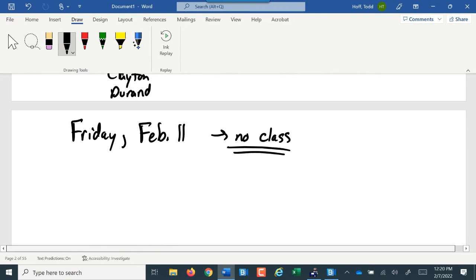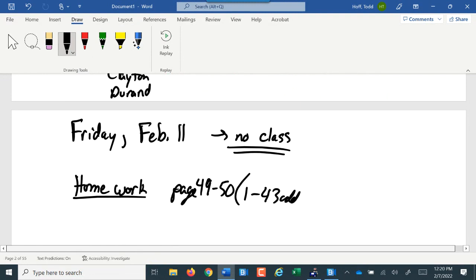For now, our homework from today. Look at page 49 through 50. Problems 1 through 43, the odds, on solving equations. On Wednesday, we'll start to take a look at what we are going to use these equations for. We're going to do a little problem solving, but the biggest thing we're going to use them for is solution mixtures and those types of problems.